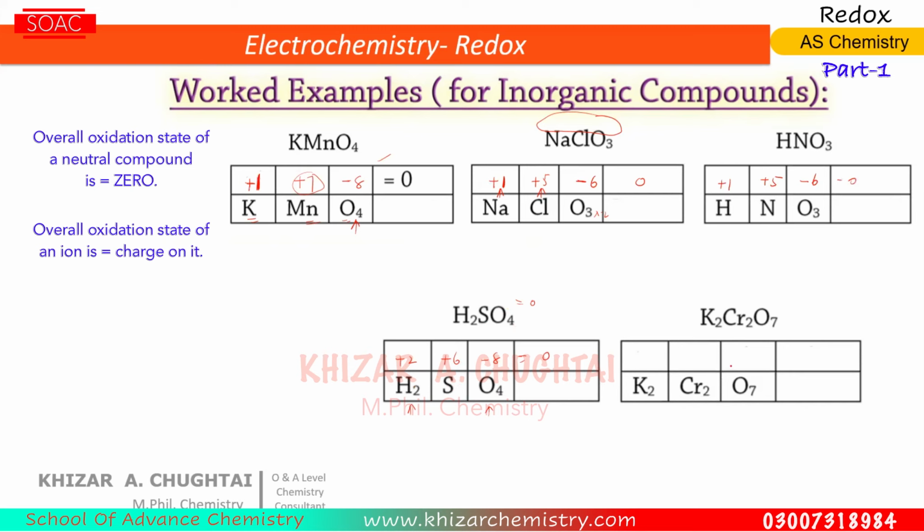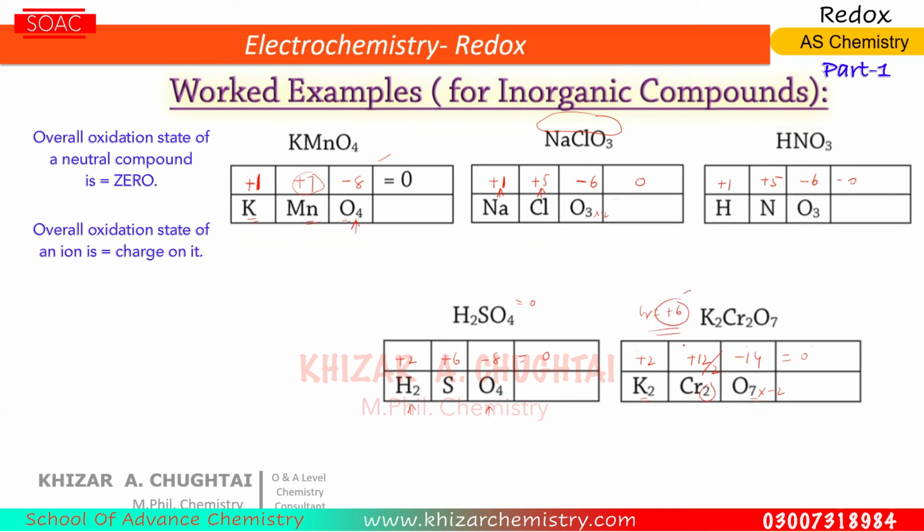In this case, potassium dichromate, again, the sum must be equal to 0. 7 oxygen, I'm going to multiply by -2, I mean -14 over here. 2 potassium, plus 2 over here. And there are 2 chromium. So I'm writing +12 to make the sum equal to 0. But this is the answer for 2. So 12 divided by 2, 1 chromium is equal to +6.